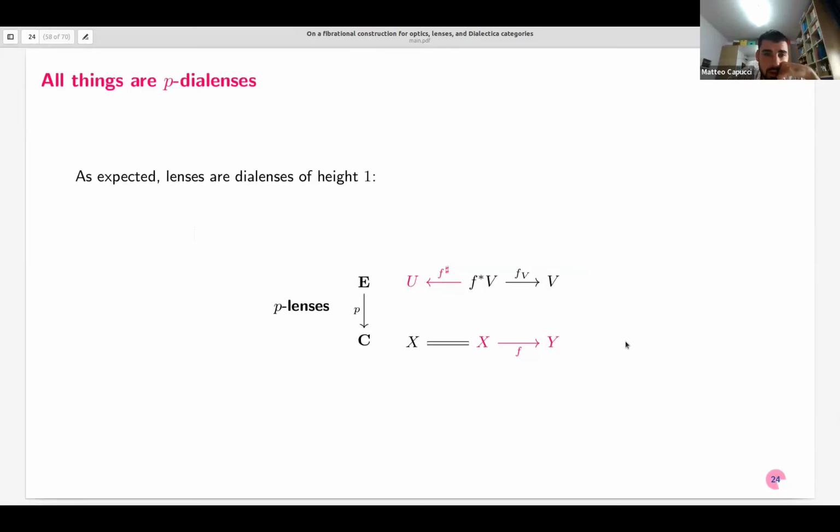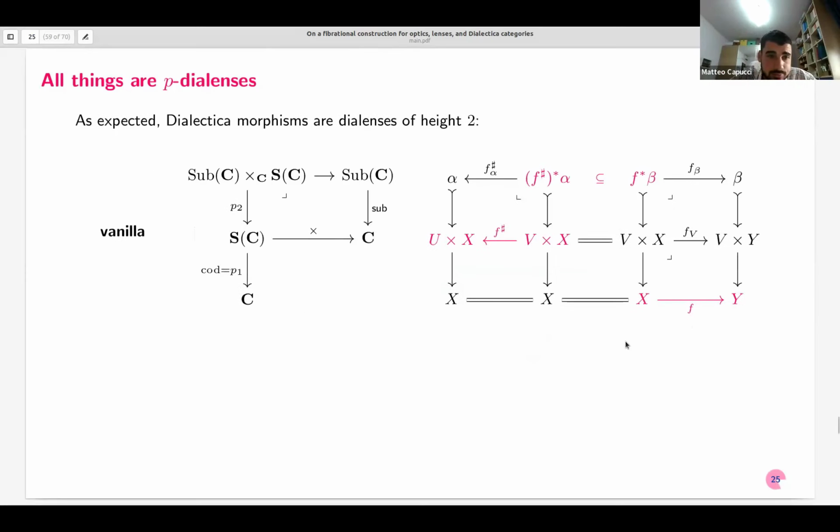So let's see how our examples fit into this idea. Well, of course, lenses, or P lenses specifically, are dialenses of height 1, because for height 1, the iterated dual is just a dual, and we've just seen that P lenses are the dual of a fibration. And then dialectica morphisms are dialenses of height 2. And we can see it here.